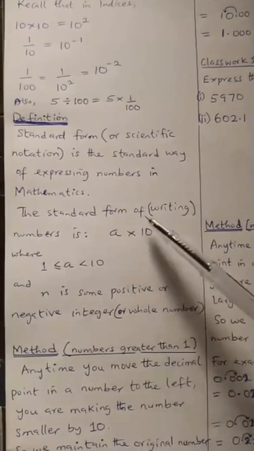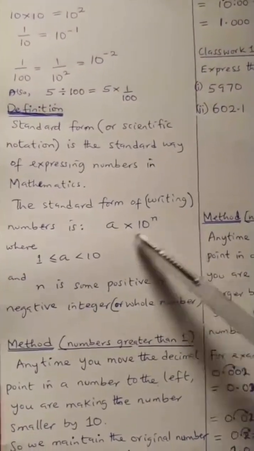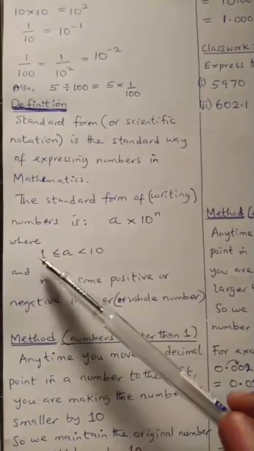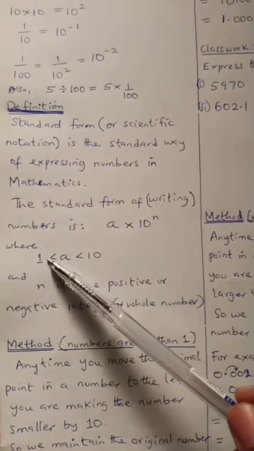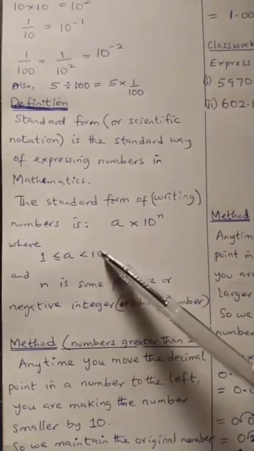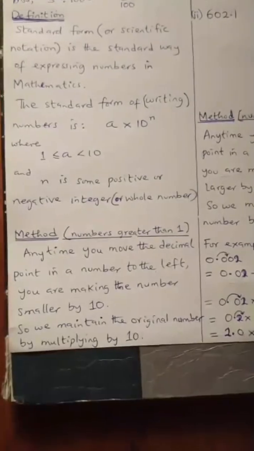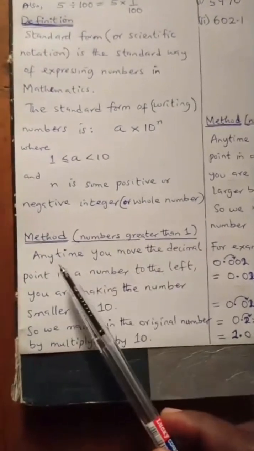Now the standard form of numbers is of this form: a times 10 to the power of n, where a can be any number between 1 and 10, 1 inclusive. So from 1, 1.5, 2, 3, but not up to 10. So we'll stop at 9.999. All right, so let's look at numbers greater than 1.